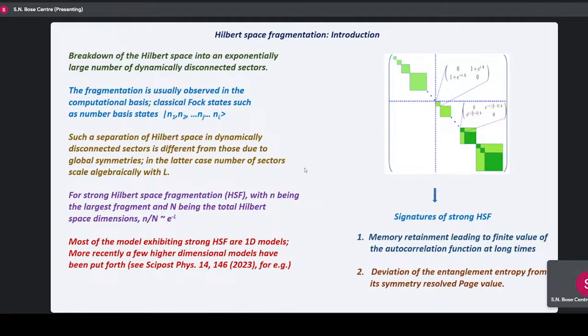Now, what are the signatures of this strong Hilbert space fragmentation? One is memory retainment. You start from a fragment, and you don't go out of this fragment during the dynamics, so the system retains some memory of its initial state. The second one is the deviation of the entanglement entropy from its symmetry-resolved value. If you take a thermal system and look at the entanglement entropy at large times when you drive it, it goes to a Page value, which is roughly the log of the dimension of the Hilbert space. This is different for this kind of Hilbert space fragmentation.